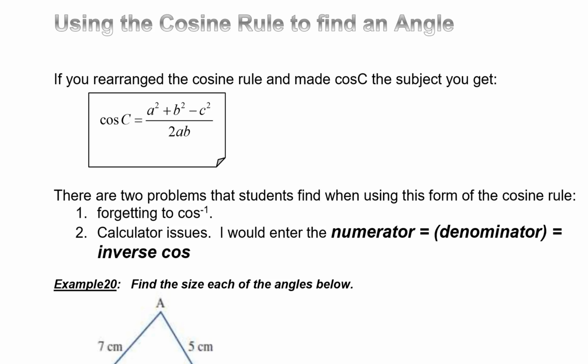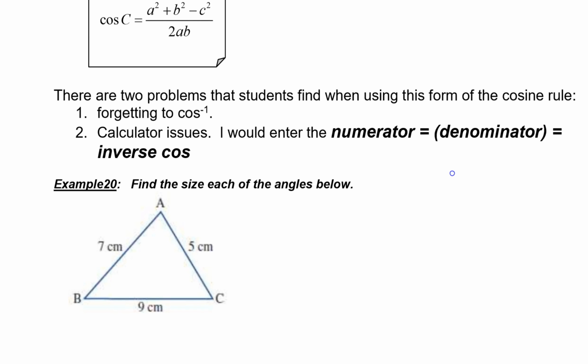We're looking at using the cosine rule to find an angle, to calculate the size of an angle. This is pretty helpful because if I know the length of all three sides of a triangle, I can calculate the angles using the cosine rule.